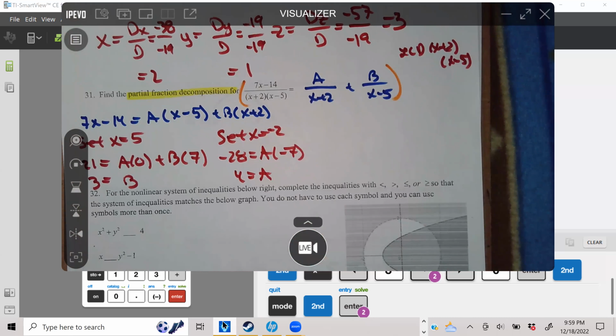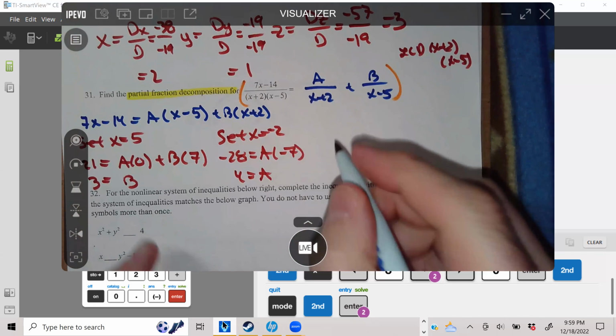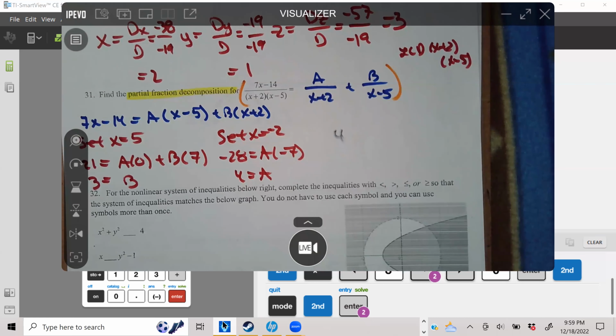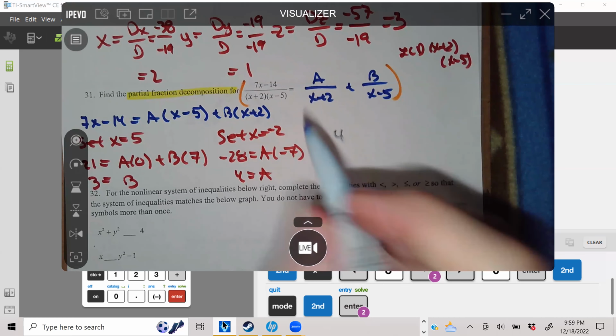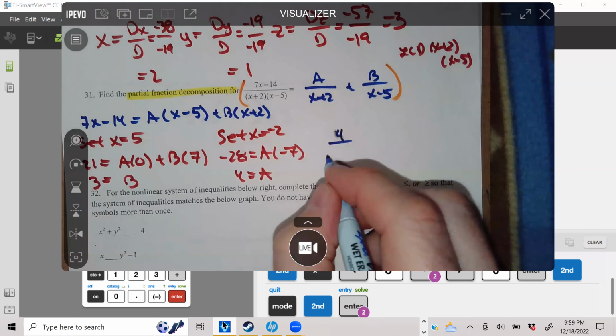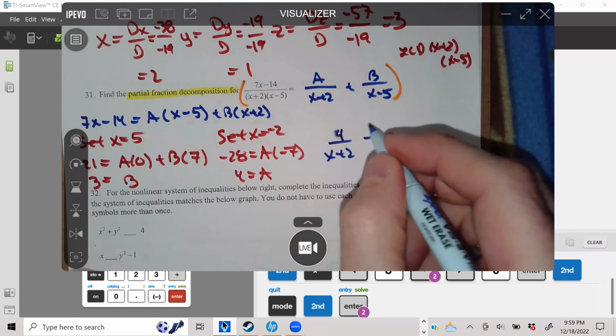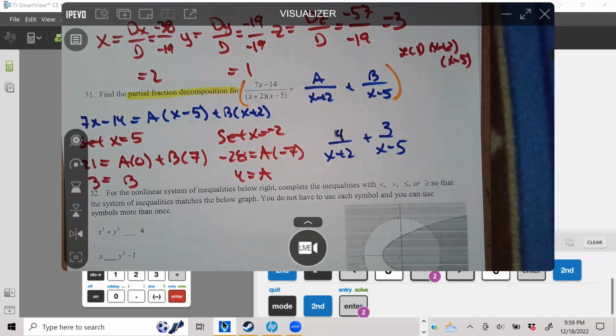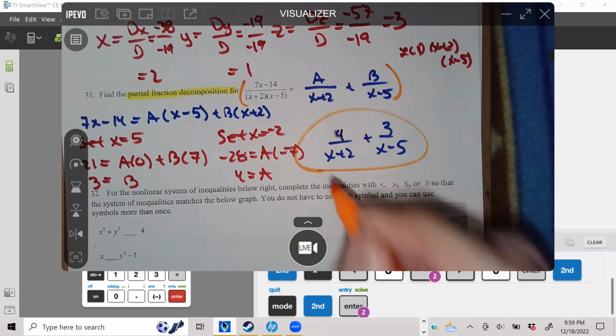Let's put those in here and write our solution in a nice, neat form that your instructor would appreciate. That's going to be 4 over x plus 2, plus 3 over x minus 5. And that is your partial fraction decomposition. Okay.